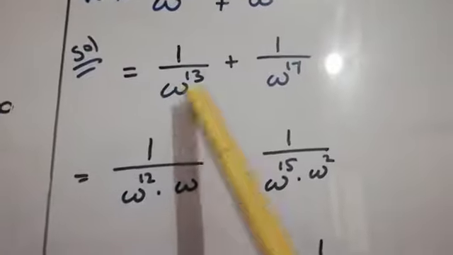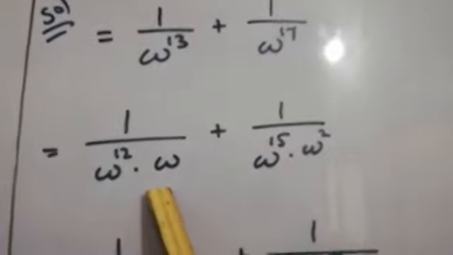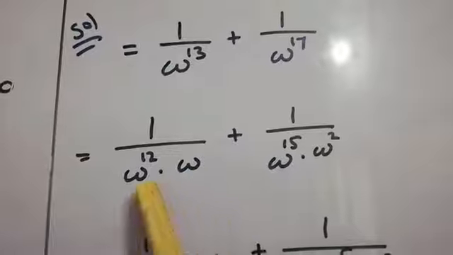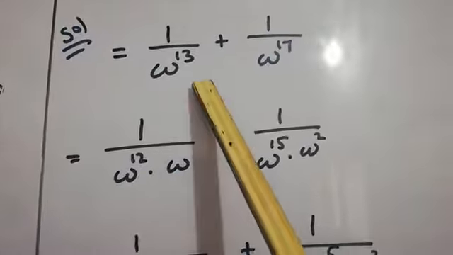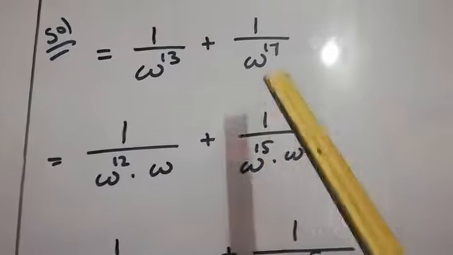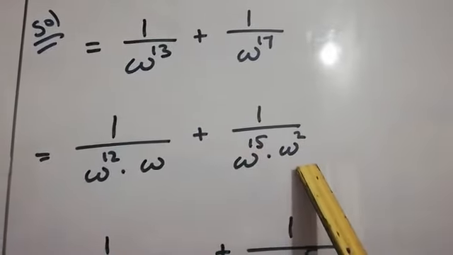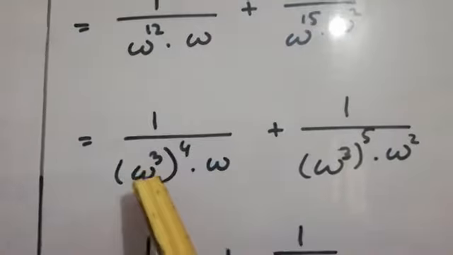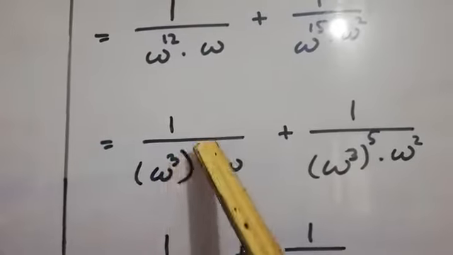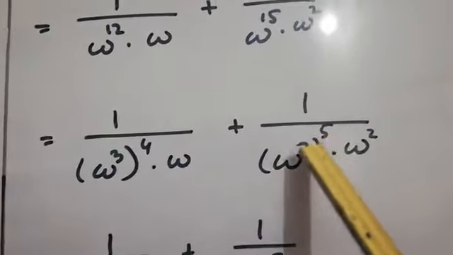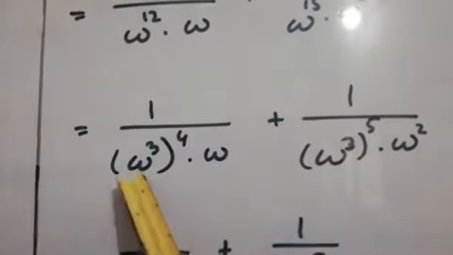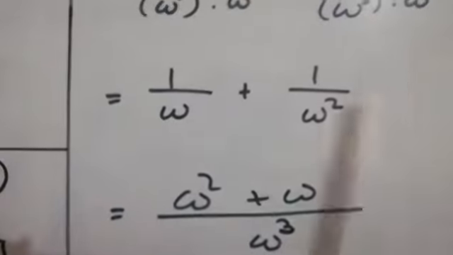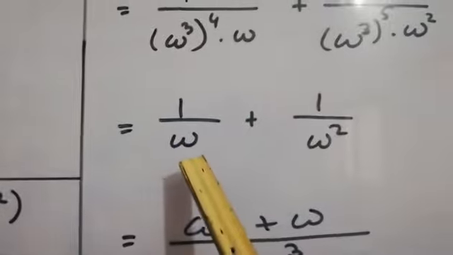And we will break down these values into multiples of 3. If we write omega 12 into omega, it becomes omega 13, and we write omega 17 as omega 15 into omega square. Why will we write this in multiples of 3? Now I will tell you. Because omega cube raised to power 4, 3 4s are 12, and omega cube raised to power 5, 3 5s are 15, and you know that the numerical value of omega cube equals 1. So that's why we write it in multiples of cube.